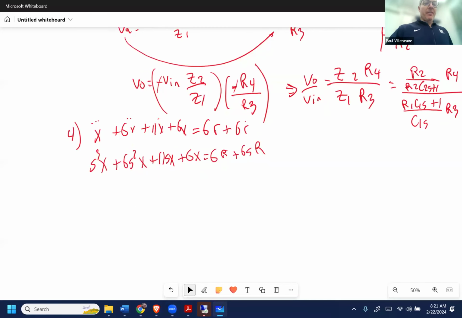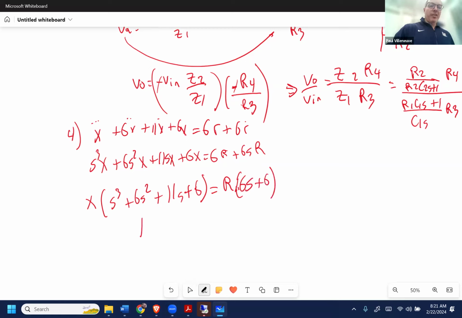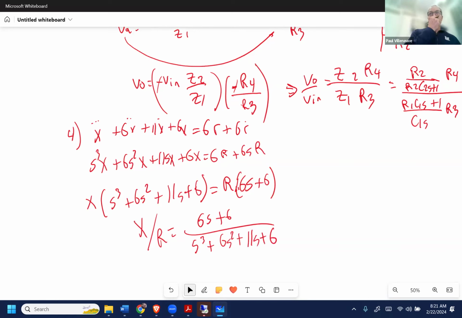So now I got to do some factoring. Factor on my x. Oops, 6s. And then my transfer function is x over r. It's going to be equal to 6s plus 6, all over s cubed plus 6s squared plus 11s plus 6. That was it for that one.